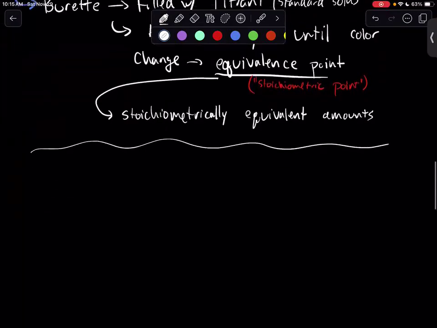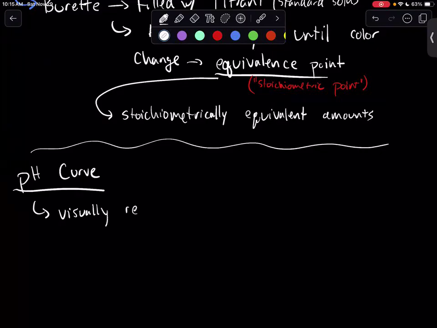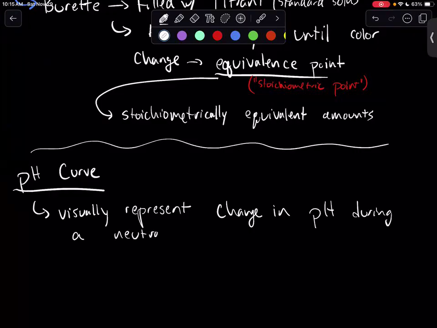Using this data, we can create a pH curve. So a pH curve is going to visually represent the change in pH during a neutralization reaction.